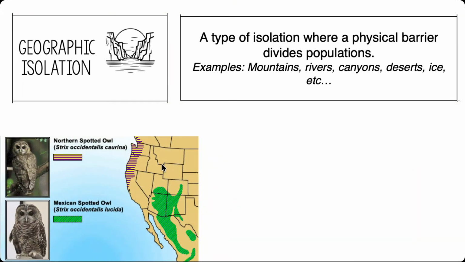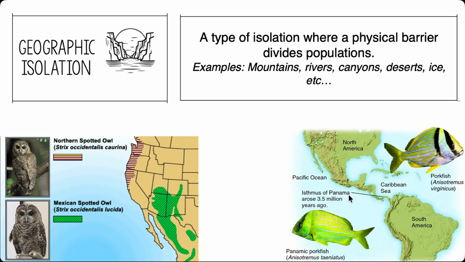Good examples of that: the northern spotted owl and the Mexican spotted owl. In between here and here, so this is California. I hope you know that's California. This is Arizona, Nevada, Utah, Mexico. In between the Pacific Northwest and here, there are mountains, there are deserts, and you might think to yourself, why don't they just fly? Well, some birds are not necessarily going to migrate. So they are different enough, even though they look similar, they are different enough geographically that they're not able to reproduce with one another.